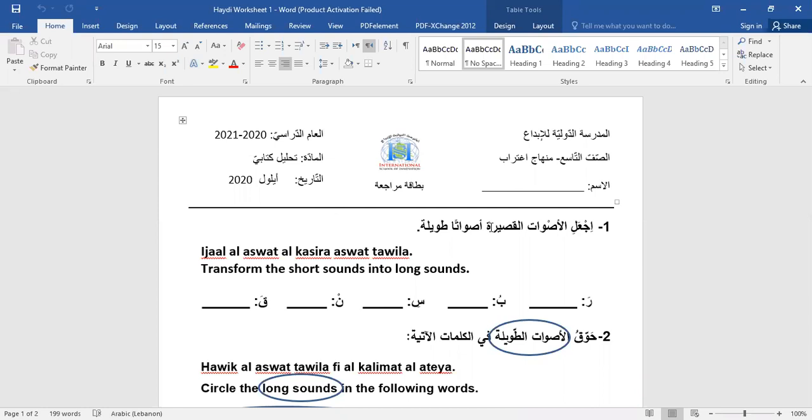Which letter? Da. No, banana shape. Ra. Okay. This Ra, I want you to make it a long sound. If you say Ra, make it a long sound. Write it. Yalla, write it. I don't want just reading, I want writing. Okay. Yalla, write.